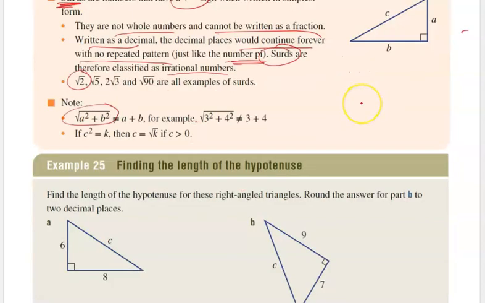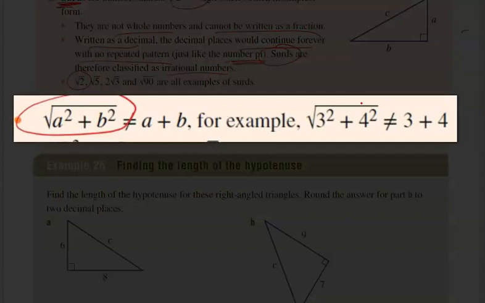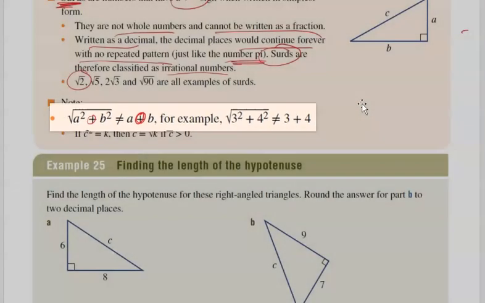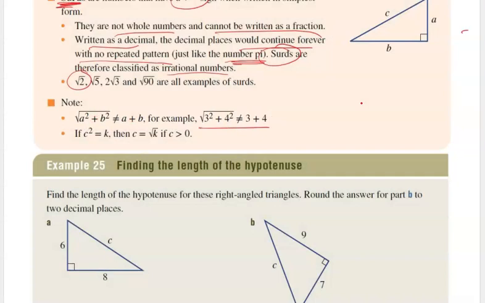Just a note here, the square root of a squared plus b squared is not a plus b. And again, this is so important. It's because there's that plus in there. If it was a squared times b squared, we could be talking about a different story. For example, 3 squared plus 4 squared does not equal 3 plus 4. Because 3 squared is 9, plus 4 squared is 16, is 25. What's the square root of 25? 5 again, so it doesn't work. But if c squared is k, whatever that number is, the square root of k is c.